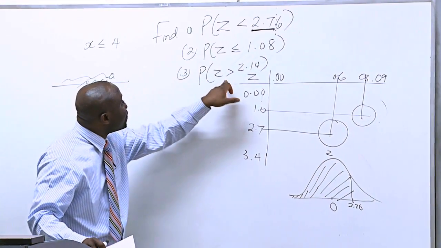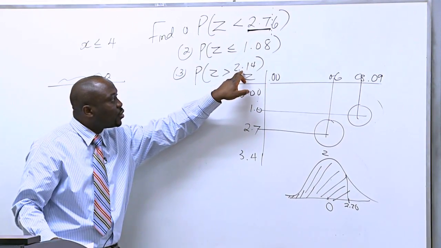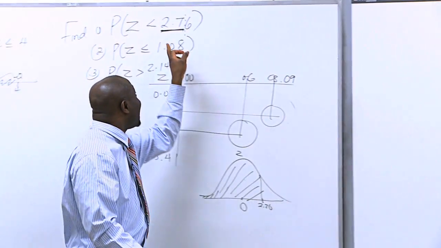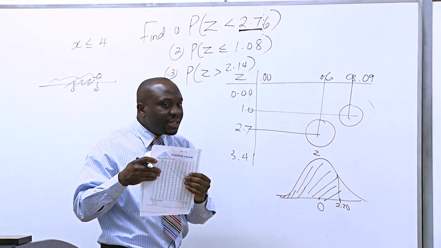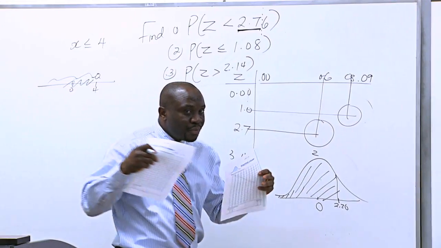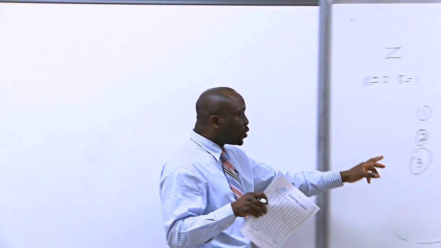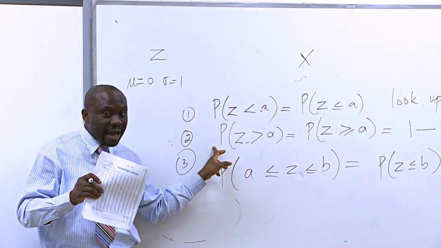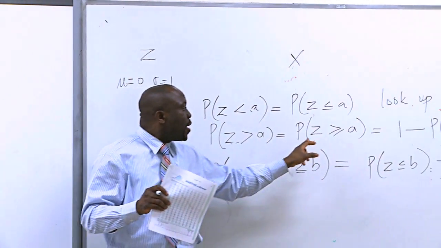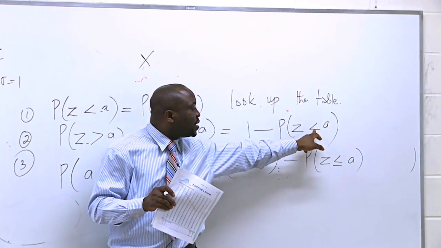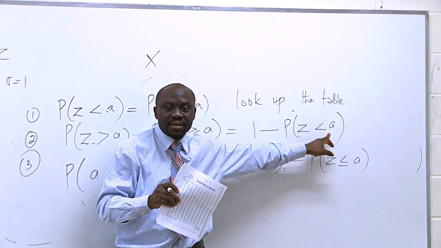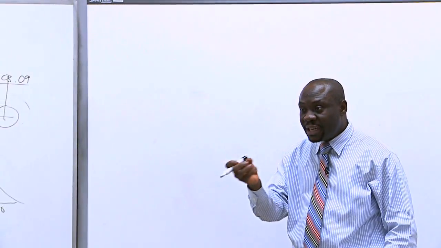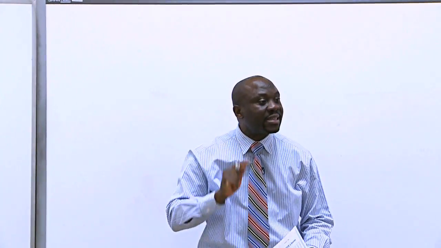What if you have z greater than 2.14? You go to rule number 2. You know this is not less than, right? And you know that everything on this table is less than. So in order to do that question, you go to guideline 2, second rule, which states that we read z less than that number that is given to us and subtract it from 1. We are taking it from 1 simply because of the greater than sign.